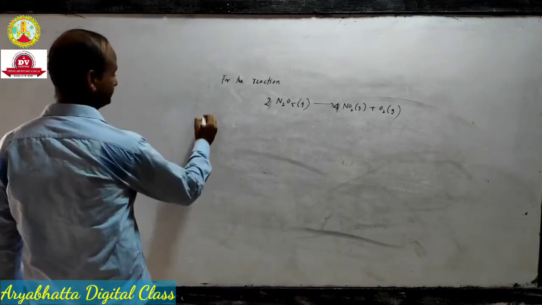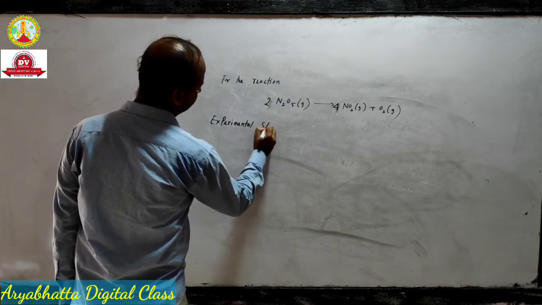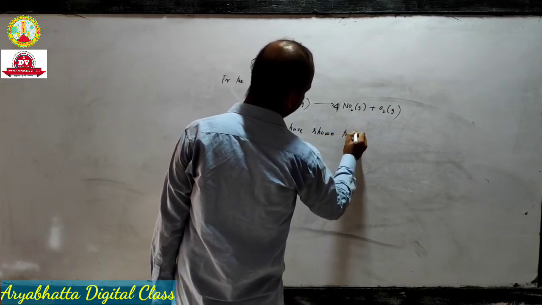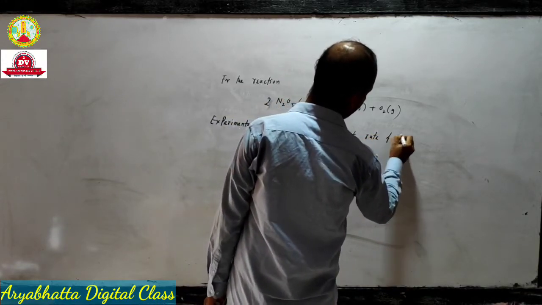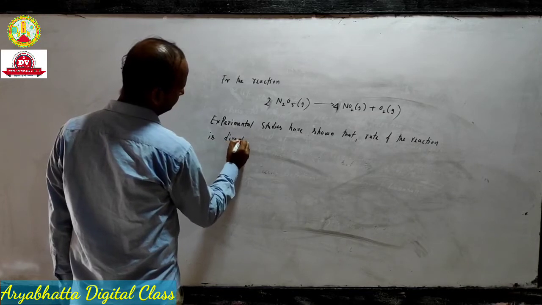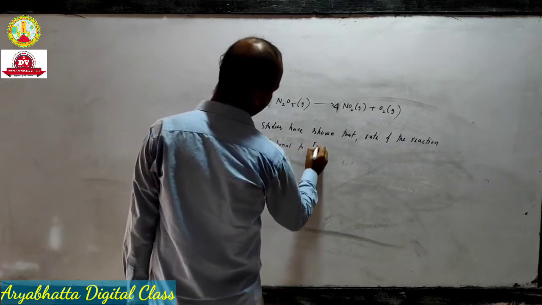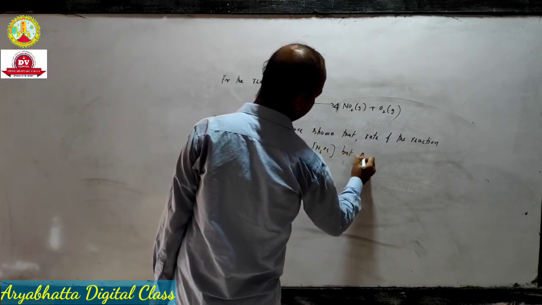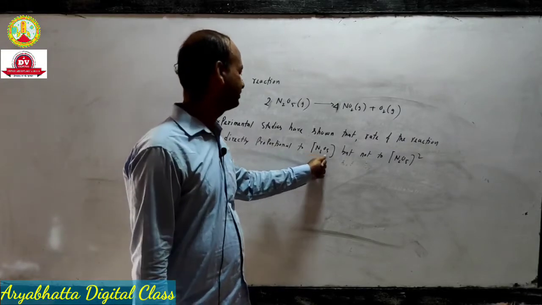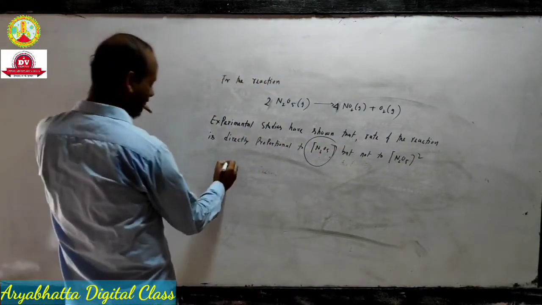Now experimental studies show that the rate of the reaction is directly proportional to only the dinitrogen pentoxide, N2O5, and not to the other part. It does not depend on the other part. The rate only depends on this part, so the rate may be expressed accordingly.